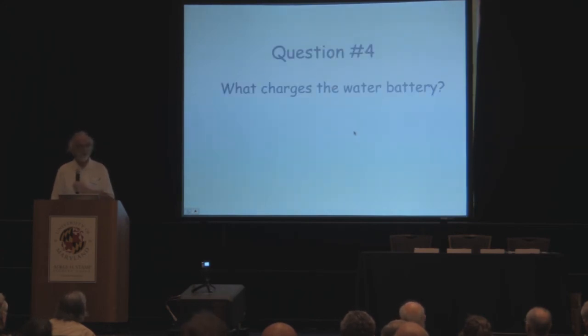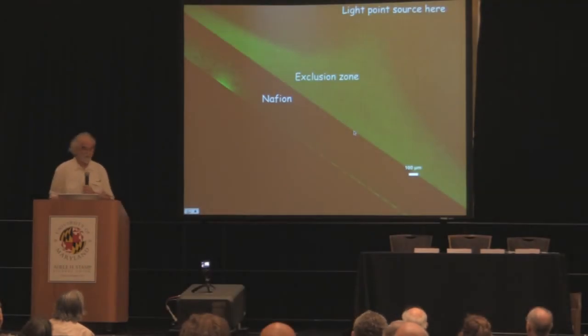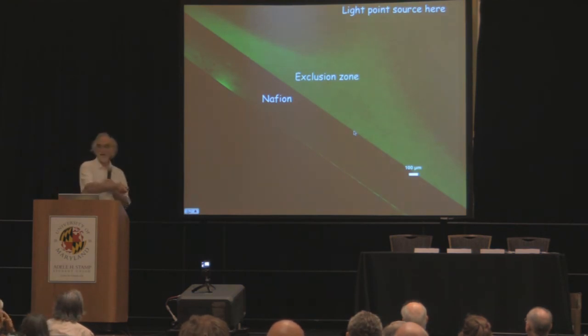Okay, so what charges the battery? It took us an embarrassingly long time to figure out what was going on. It turns out that it's the sun. It's incident radiant energy that does it. And the first observation we made of it is to take a piece of Nafion, the exclusion zone, the microspheres, and someone took a lamp, one of these gooseneck lamps, and shined it on the chamber, and we saw that the exclusion zone grew bigger.